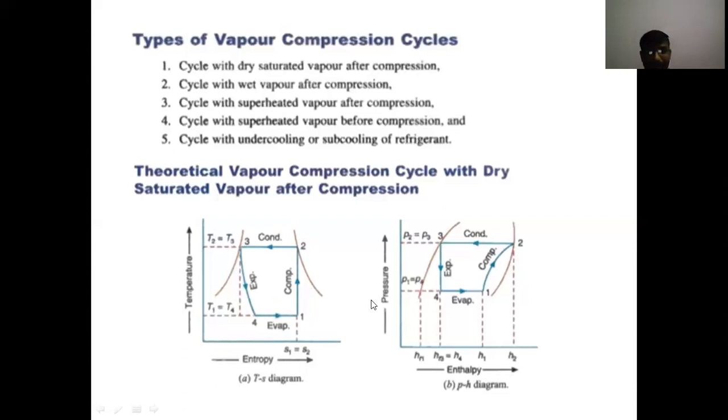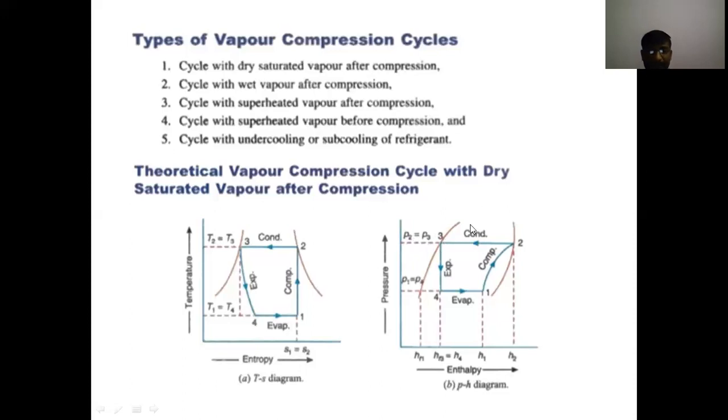The same cycle is represented on the pH diagram, in which point 1 is in the wet region, which is compressed isentropically. It is a curved line on the pH diagram up to the dry saturated vapor point. Point 2 is on the dry saturated vapor line. The red lines are the dry saturated vapor line and the dry saturated liquid line. From the dry saturated vapor, by rejecting the heat to the atmosphere, air or water, it will be converted into the dry saturated liquid.